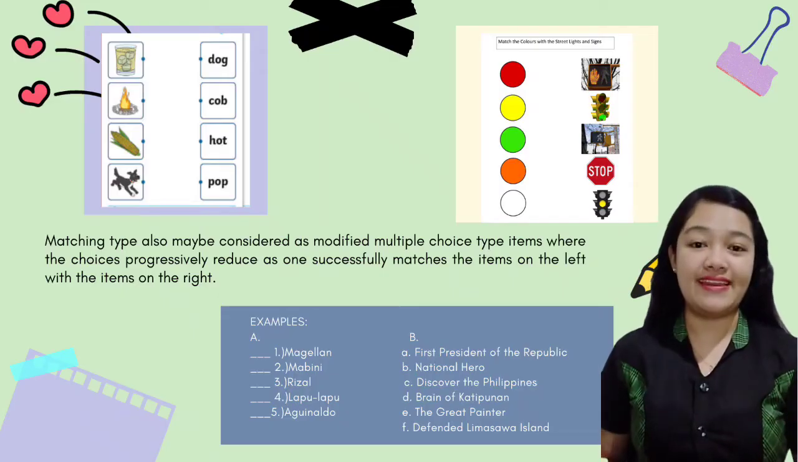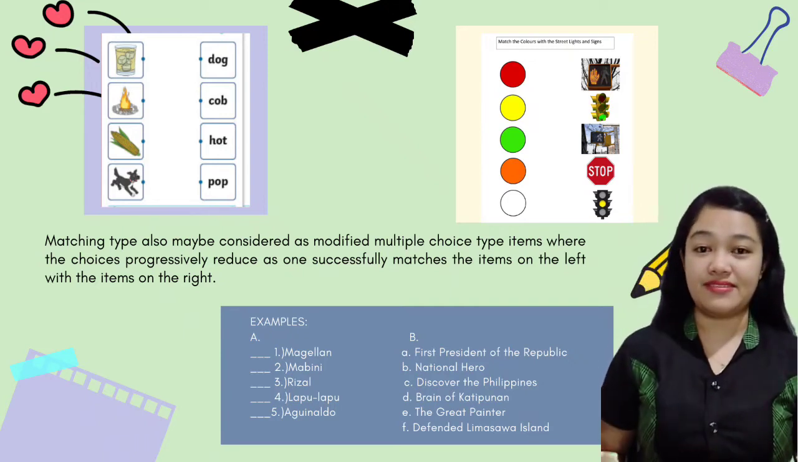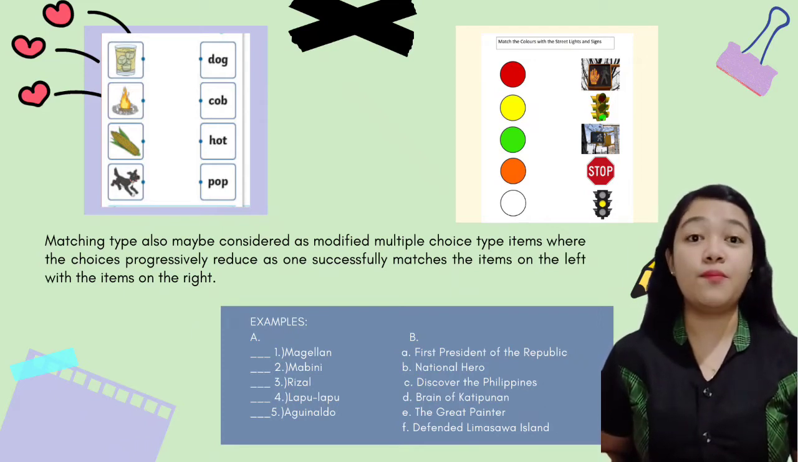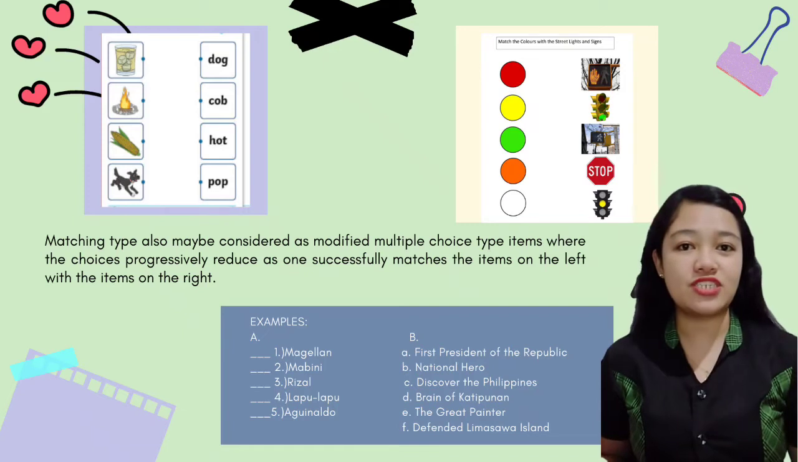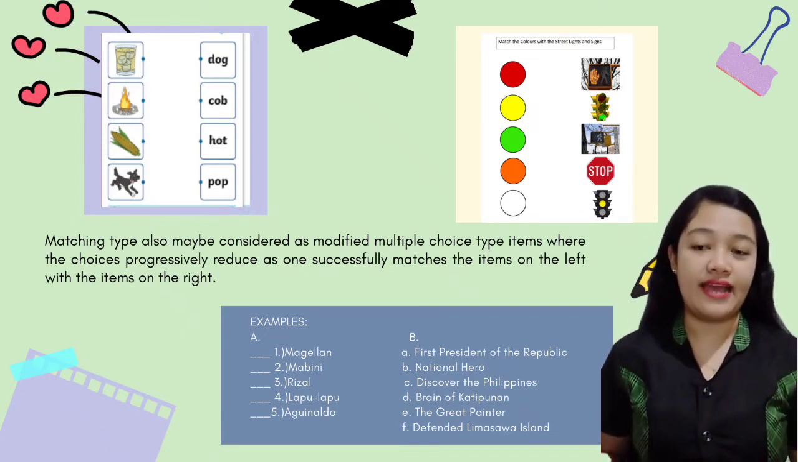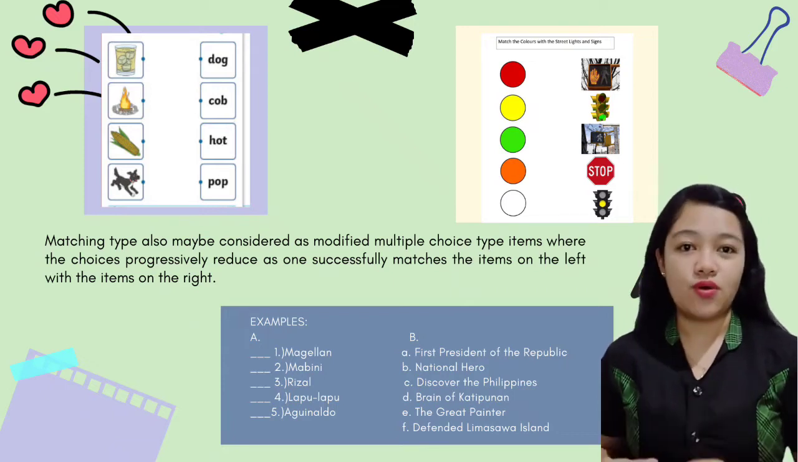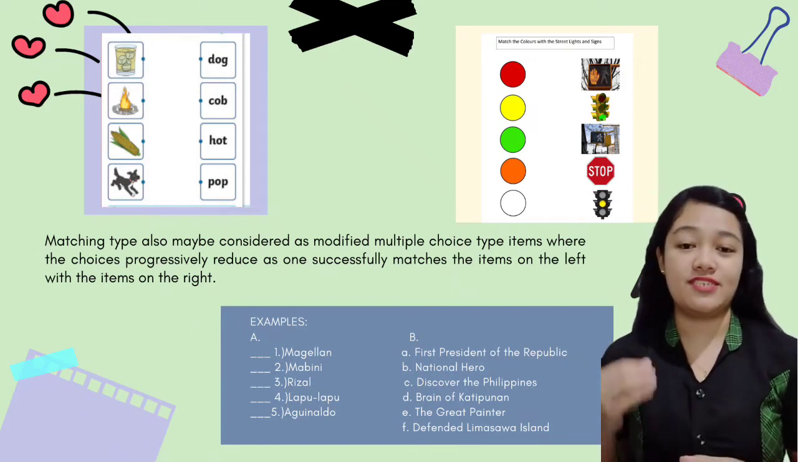So we have here an example. What can you see in the first picture? It can be an example of objects or pictures and labels. Matching type may also be considered a modified multiple choice type of item when the choices progressively reduce as one successfully matches the items on the left with the items on the right. So it's considered modified multiple choice because the choices progressively reduce as one successfully matches.